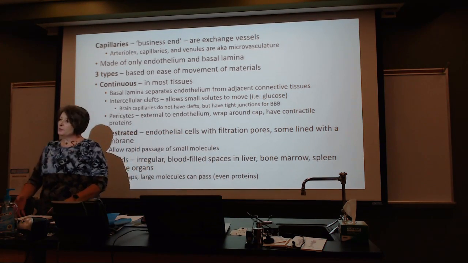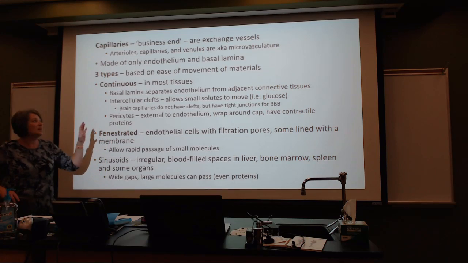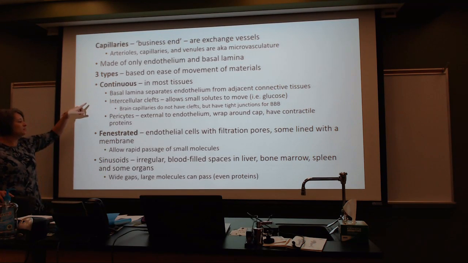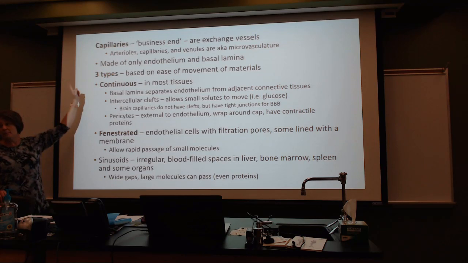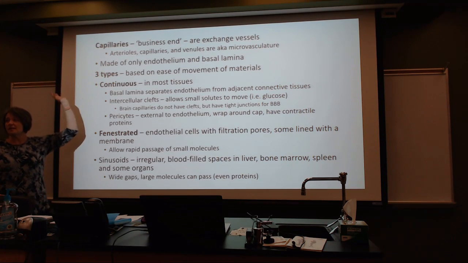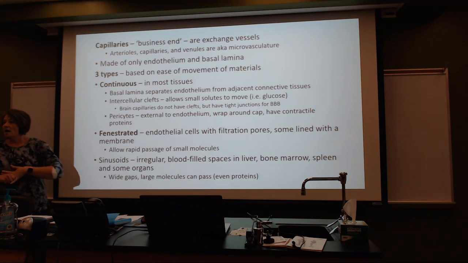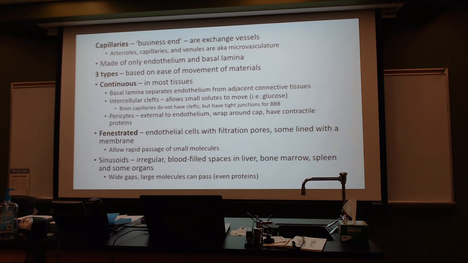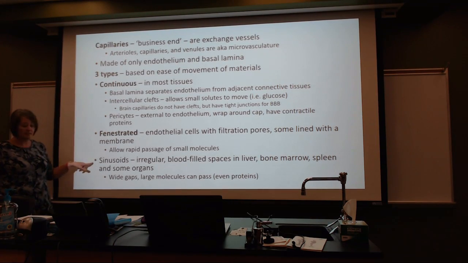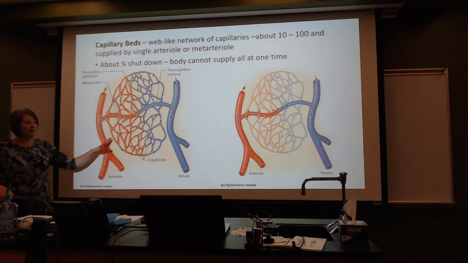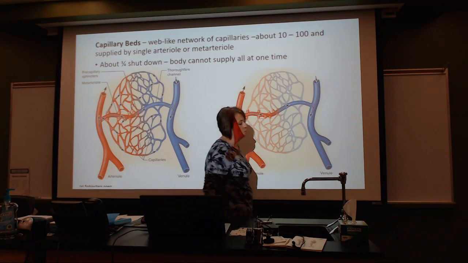We're going to pick up where we left off about the vessels. One of the things that we left off on Tuesday is talking about the capillaries and how that really is the area where everything is going to happen, because it's at this capillary bed that all of the exchange gets to occur. We talked about the three types: continuous, fenestrated, sinusoids. And we left off at this picture right here.